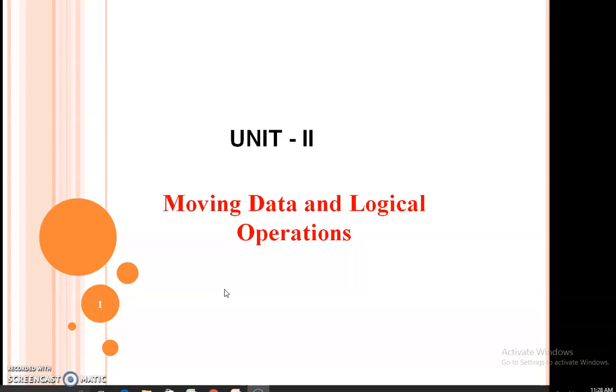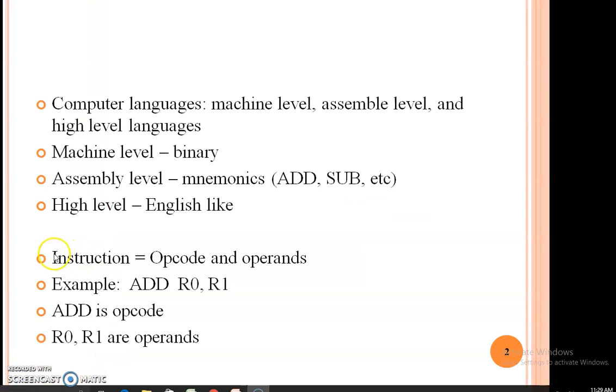Assembly language is nothing but a number of instructions. An instruction has two parts, opcode and operands. Let us see one example, ADD R0, R1. Here ADD is a mnemonic, addition operation, and R0, R1 are two general purpose registers of 8051. So here ADD is the opcode and R0 and R1 are operands. So this is the instruction.